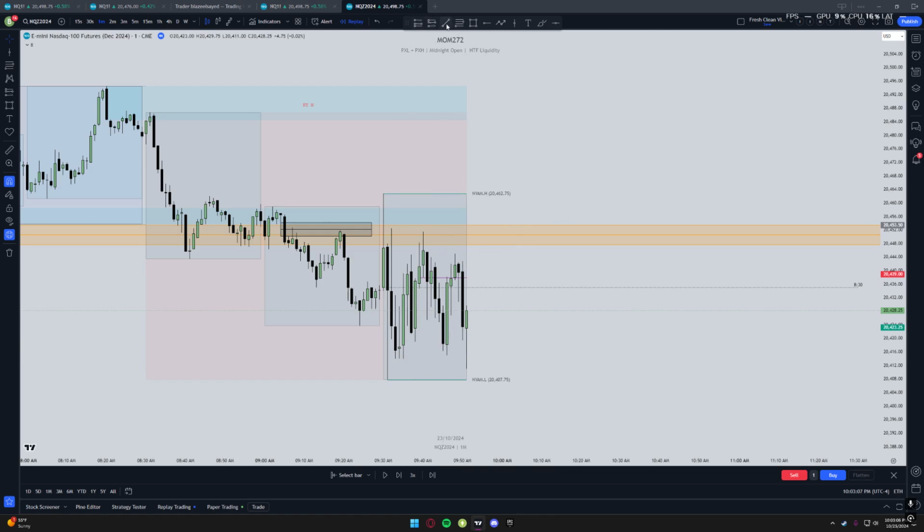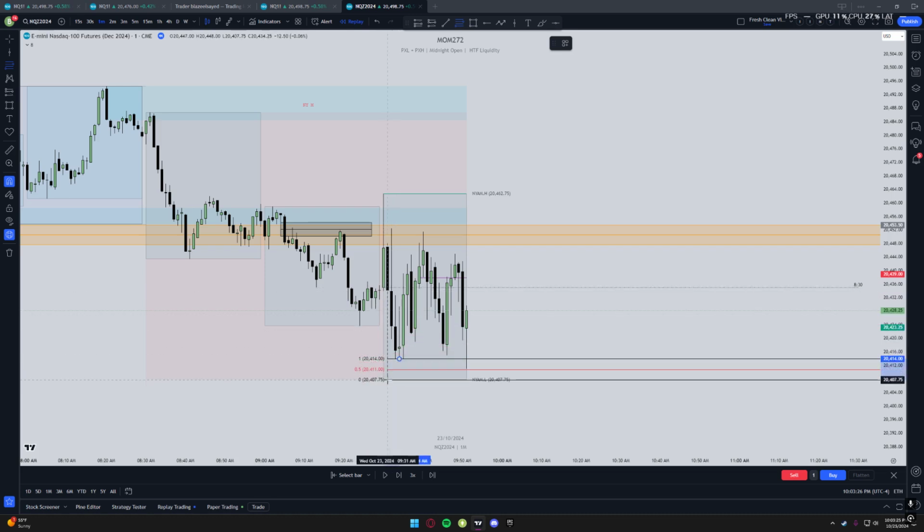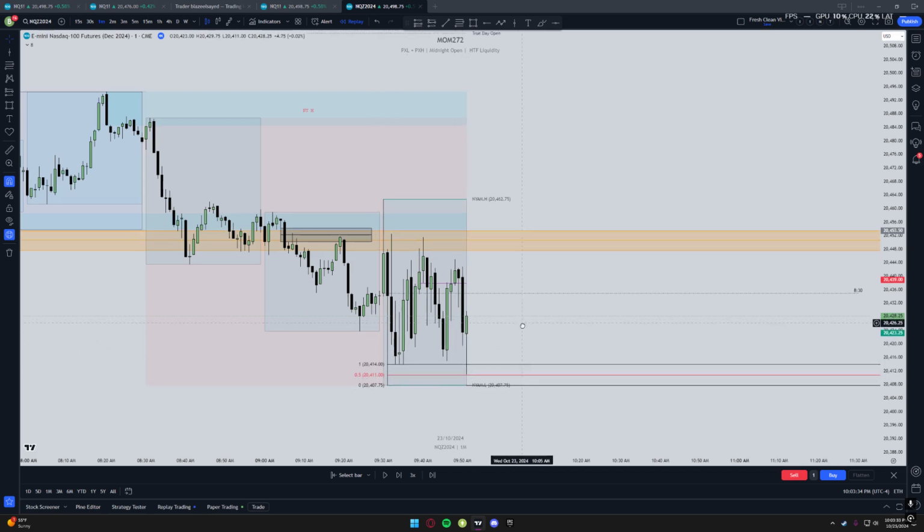Now, this is some newer ICT stuff, let's just say that. But we're using consequent encroachments, right? You can also look at the consequent encroachment between two liquidities. Now, there's liquidity at these lows, and this long wick, there's liquidity at the end of that. When we look at the middle of that, the consequent encroachment, where did this candle just come to? The consequent encroachment of the difference between those two lows.